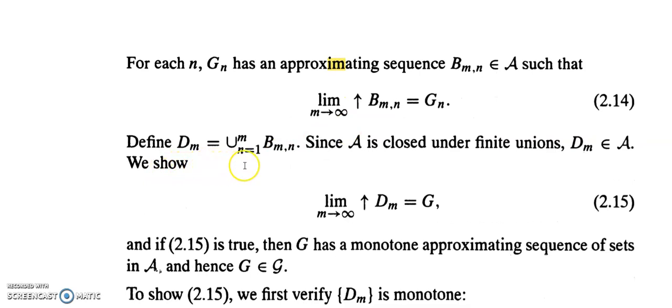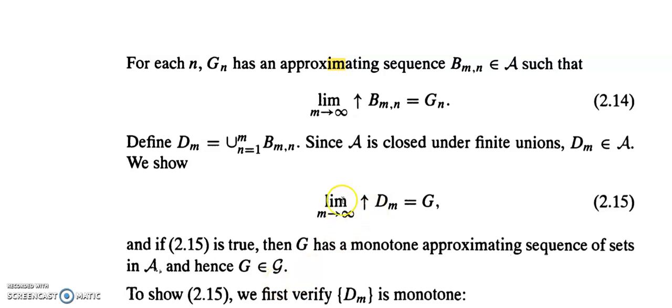dm equal to union n equal to 1 to m Bmn, that is, a finite union of Bmn. Since script A is a field, closed under finite union, dm belongs to script A. Now we show that limit m tends to infinity dm is G, and also that dm is an increasing sequence. If this is true, then G has a monotone approximating sequence of sets in A. Hence G belongs to script G.